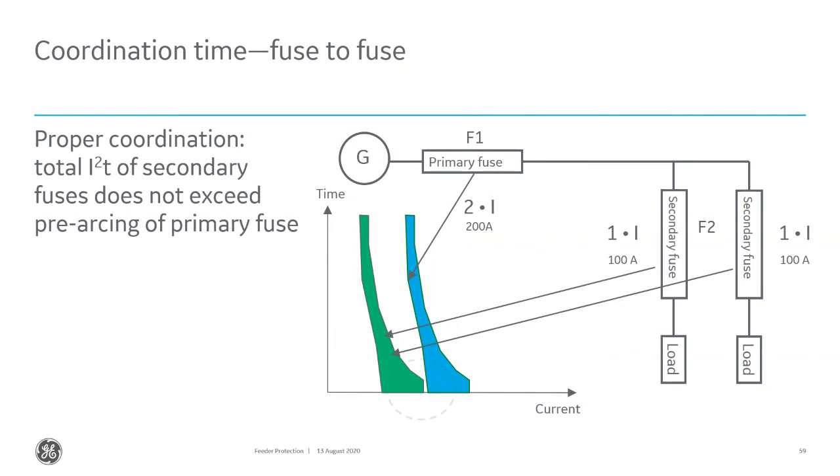So what do we coordinate? If we're coordinating fuse to fuse, we want to coordinate the clearing time of the downstream fuse with the pre-arcing time of the upstream fuse. So the pre-arcing time of that blue curve, the fuse in the blue, should be larger than the total clearing time of the fuse in green. So we want to coordinate with the pre-arcing time of the blue fuse and the total clearing time of the green fuse.